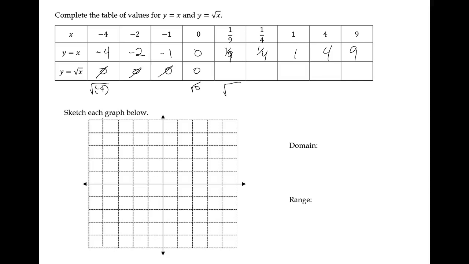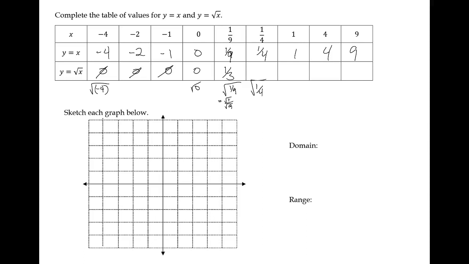The square root of 1/9. You could also think of this as the square root of 1 over the square root of 9. You're totally allowed to break it apart like that, if that's a helpful way of thinking of it, which would give us 1/3. The square root of 1/4.